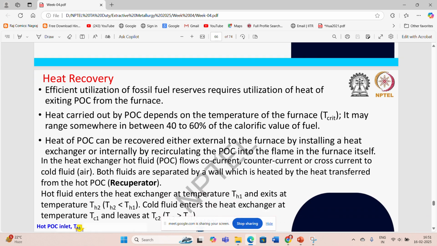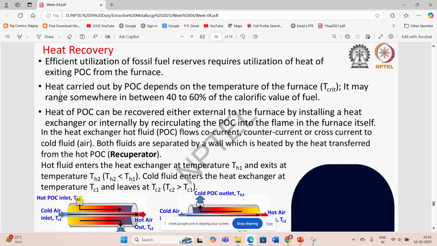Then heat recovery will be there. Efficient utilization of fossil fuel reserves requires utilization of the heat of the exiting POC from the furnace. So in this case, whatever product of combustion is produced during any furnace operations, we have to recover the heat from those POCs, like flue gas. For example, if we talk about flue gases generated during the furnace operations.